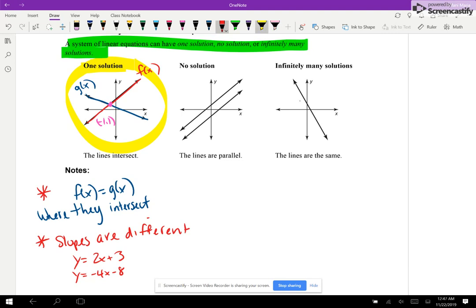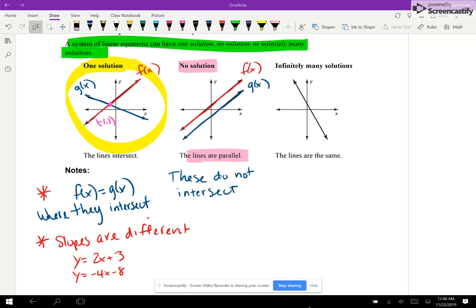The second type of solution that you're going to see is no solution. You can see here, again, I'll call it f of x, and the other one g of x. Do they ever intersect? The answer is no, because the lines are parallel. What that means is that these do not intersect.